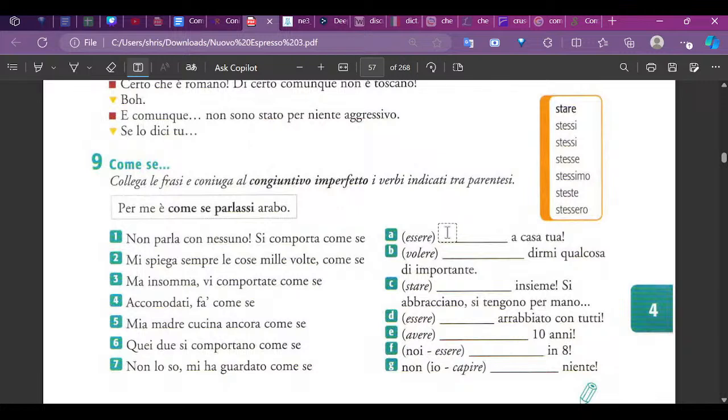It can't be the assi, that doesn't make sense. Fossi? I think it's fossi, but let me check.